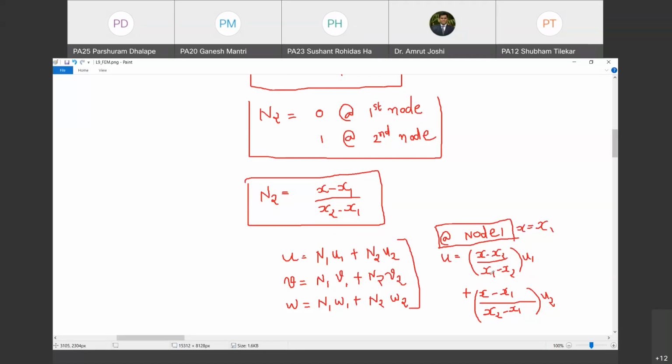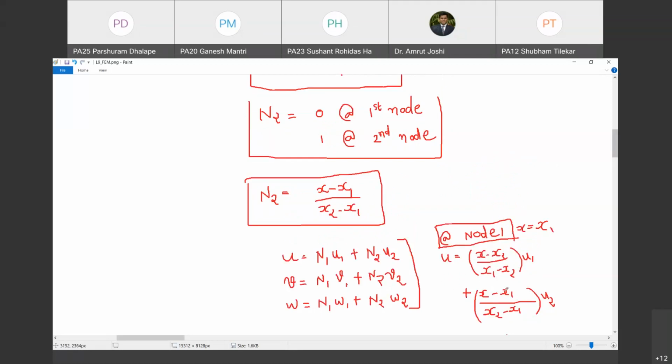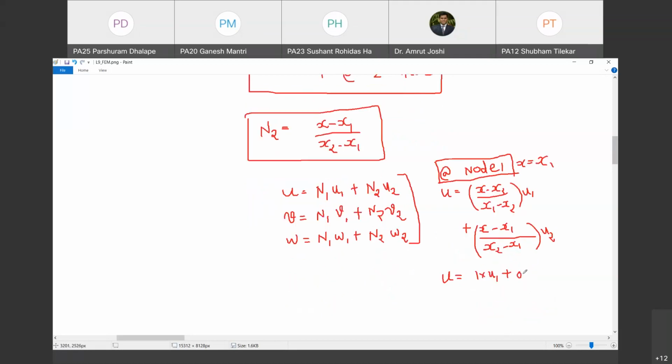x1 minus x2 upon x1 minus x2 is 1. So I get u equal to 1 into u1 plus x1 minus x1 is 0, so 0 into u2. So at node 1, do I get u equal to u1, which I should get? Are you with me? Please type your response if you understood the point that I am trying to make.